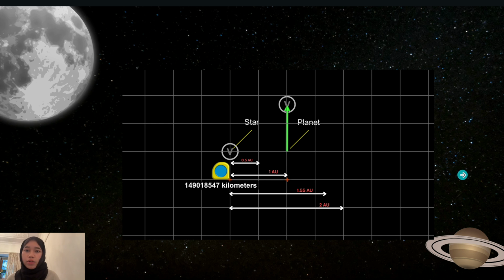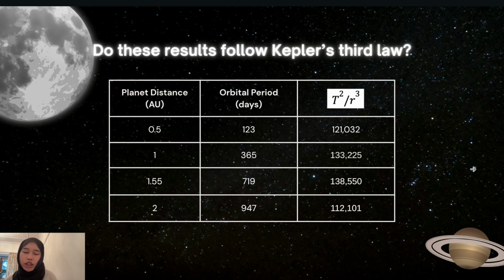Moving on, I will alter the velocity arrow and drag it horizontally, as you can see, further away from the sun. And then, as you can see, it shows that as the planet's distance increases, the value of t squared over r cubed stays relatively consistent, which aligns with Kepler's third law. Well, the values of t squared over r cubed are close but not perfectly identical, which is expected in real-world scenarios due to various factors, such as measurement error.